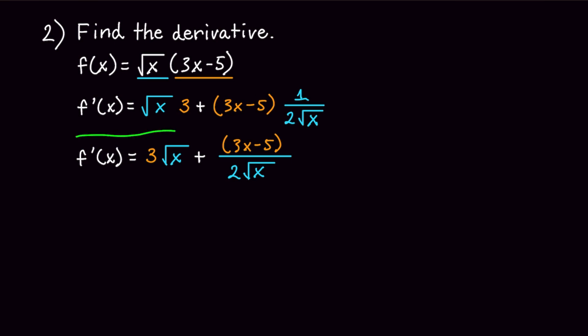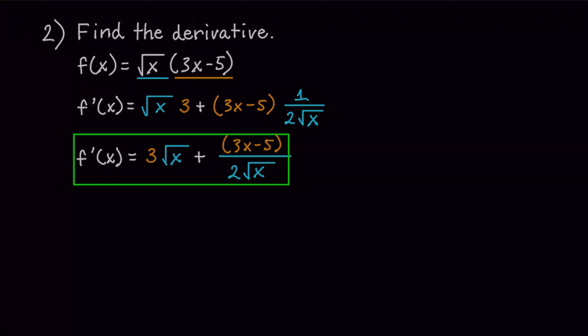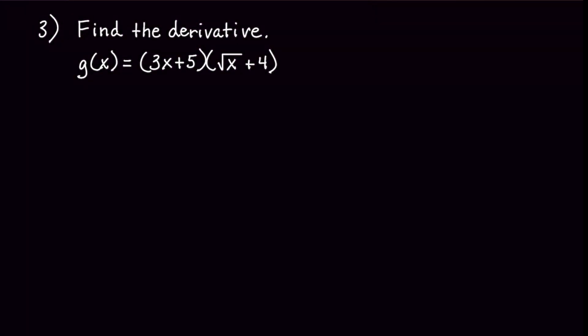And that's the derivative of this function. Our third example asks us to find the derivative of g of x equals 3x plus 5 times the square root of x plus 4. Our first function is 3x plus 5, and it's being multiplied by our second function, square root of x plus 4. And to compute this derivative, we need the product rule, so 1d2 plus 2d1.